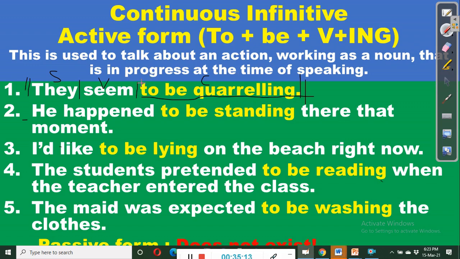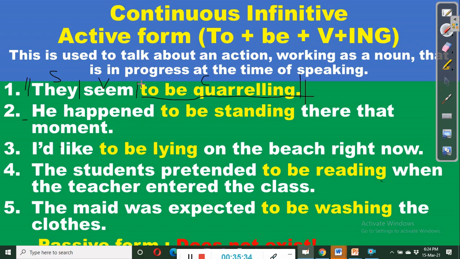Of course, you can even start a sentence with this. This can also function as a subject. You can say to be quarreling is not a good thing for a family. To be quarreling is not a good thing for the family.